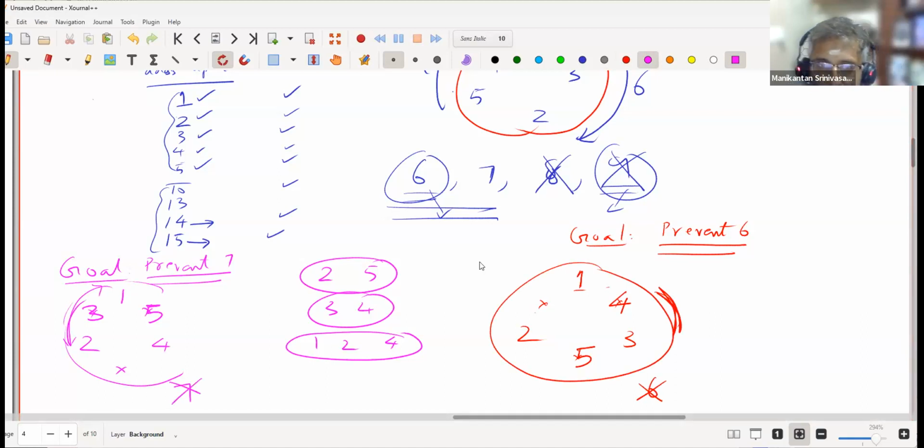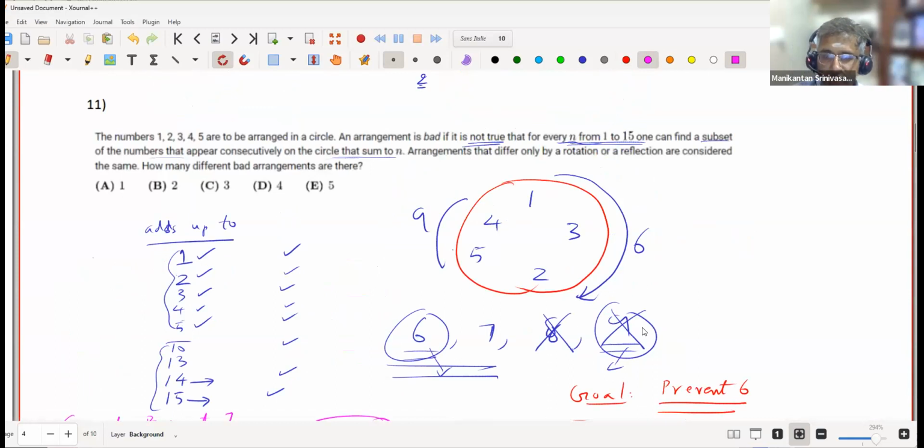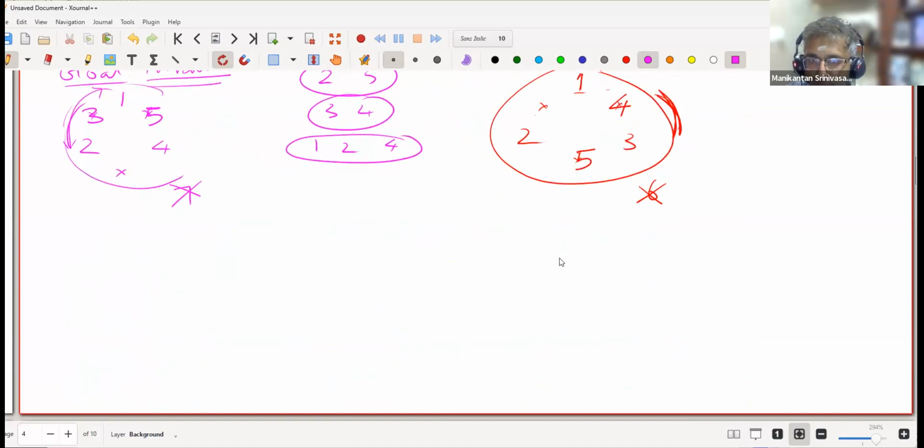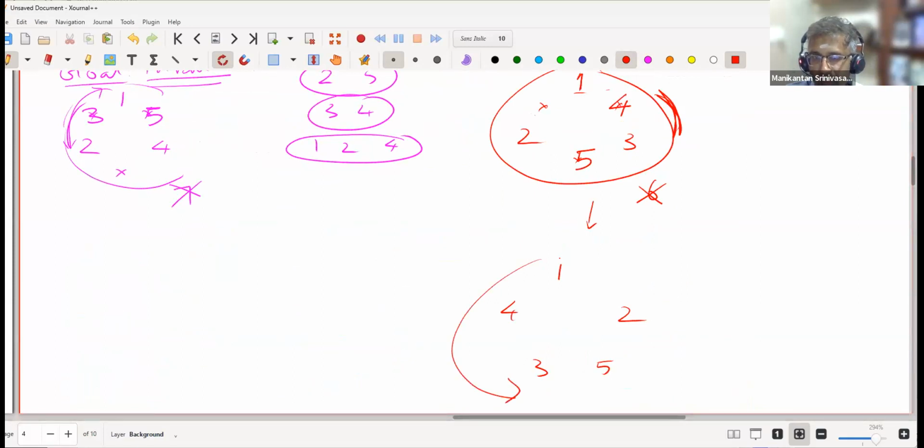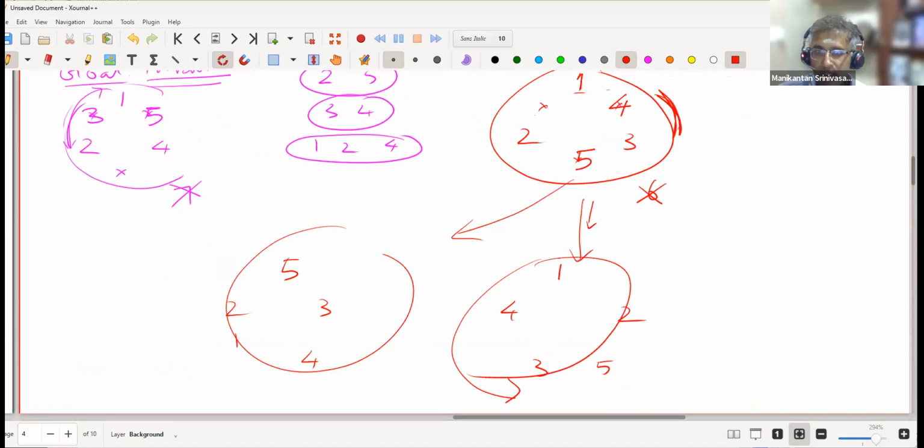And then he says all the arrangements which are a rotation or a reflection of this are considered the same, which means I don't have to worry and count. For example, I can write this 1, 4, 3, 5, 2 going the reverse way, exactly the same thing. Or I can put 5 at the top and start counting 5, 3, 4, 1, 2. It's just a rotation of what is already covered here. So all of these are the same family. I don't need to count all of them separately, right? So effectively only one independent way for avoiding 6 and one independent way for avoiding 7.